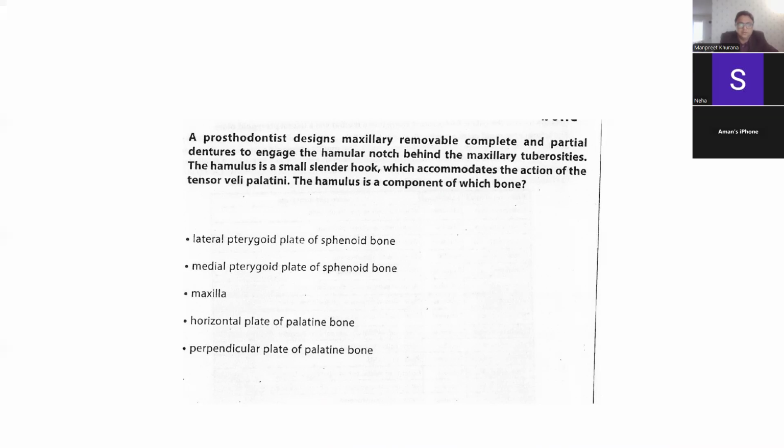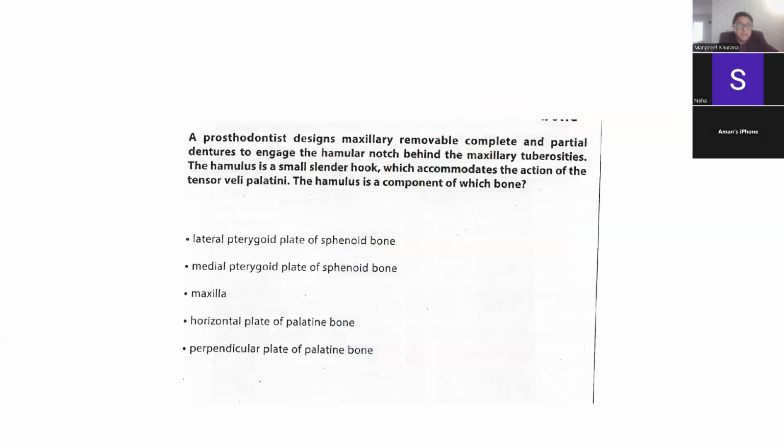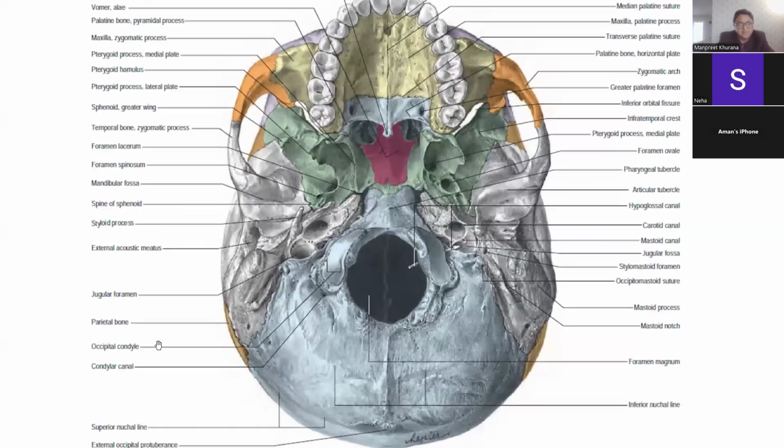Do you want a hint? Neha, Aman, are you done? You want a hint? I was a little bit fast when I was telling you about this because I was about to ask you this question. Now, anything? Remember? Palatine bone. No, it must be the pterygoid plate of sphenoid bone. I'm not sure about lateral or medial. Good. Yes, yes.